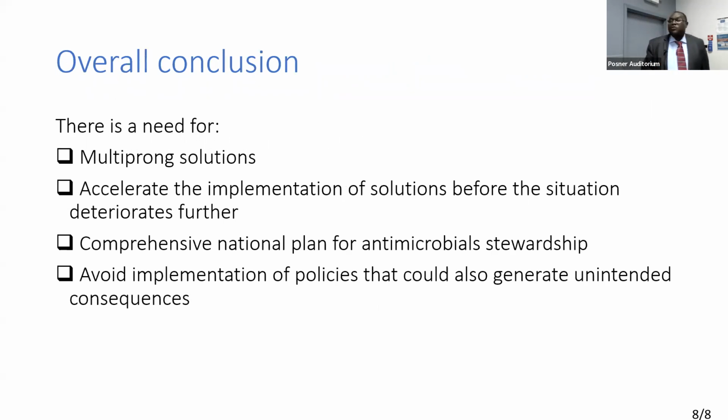So overall, the solution to AMR must be multi-pronged. You cannot just address it by surveillance at the hospital or detecting the genes at the lab. We need to involve all sectors. It's very important to do that. We need a comprehensive national plan for antimicrobial stewardship, and we have to avoid the implementation of policies that could also generate unintended consequences.